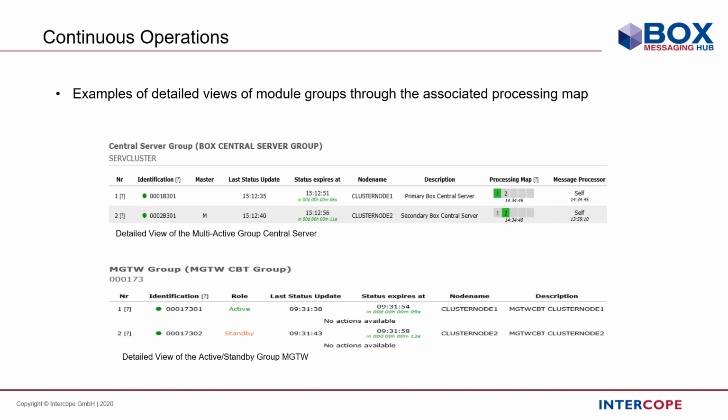Now, in an active standby configuration where there is no need for a processing map, visibility is only really required at the node level for who is currently active and who is available as a standby node in case of a failure.